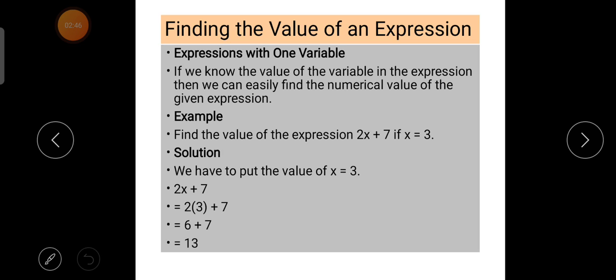Find the value of the expression. Now, expression with one variable. If we know the value of the variable in an expression, then we can easily find the numerical value of the given expression. If the expression is given to us and the value of the variable is given to us, then we can easily find the value of the whole expression.